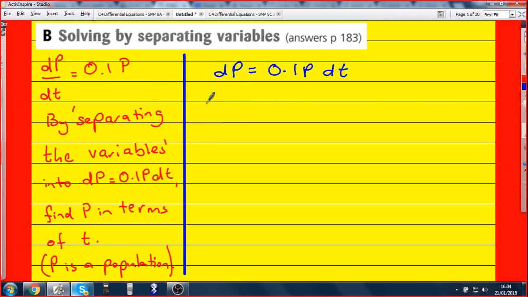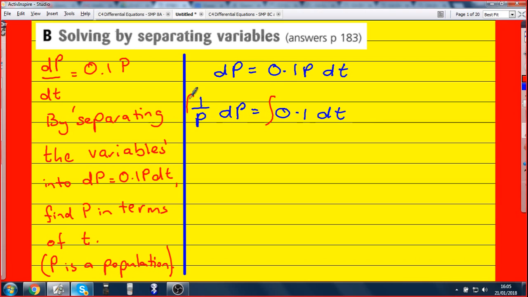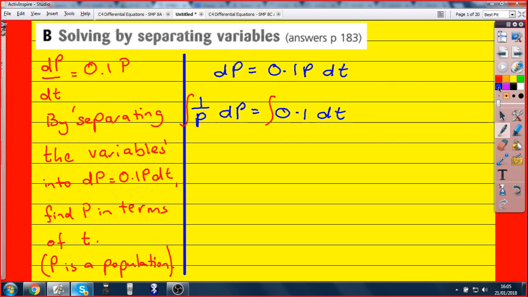So the problem with that, yeah, you could do it that way. It might be simpler to bring just the p over. So leave that as 0.1 dt. Bring just the p over, and then in terms of polynomial form, we could write it as 1 over p as a coefficient. And then, like you said, if you integrate both sides, what would you then get?